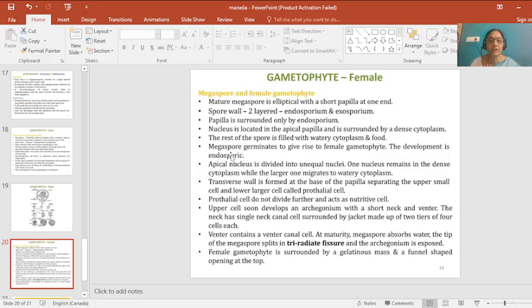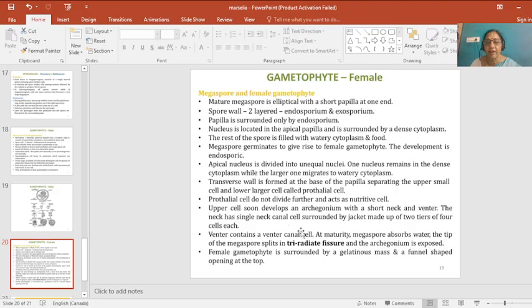The development is of the endosporic type. If you see, the prothalial cell does not transfer; the apical nucleus divides into unequal nuclei. One nucleus remains in the dense cytoplasm while the larger one migrates to the watery cytoplasm. A transverse wall is formed at the base of the papilla, separating the upper small cell and the lower large cell called the prothalial cell. This prothalial cell does not divide further and acts as a nutritive cell.